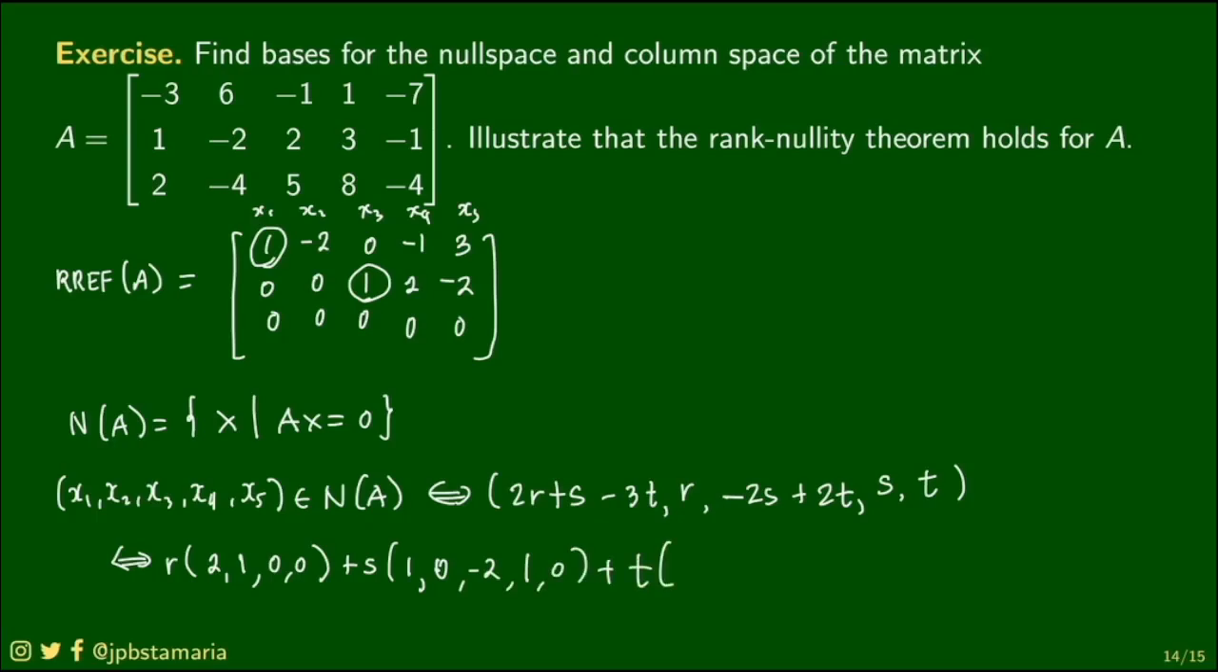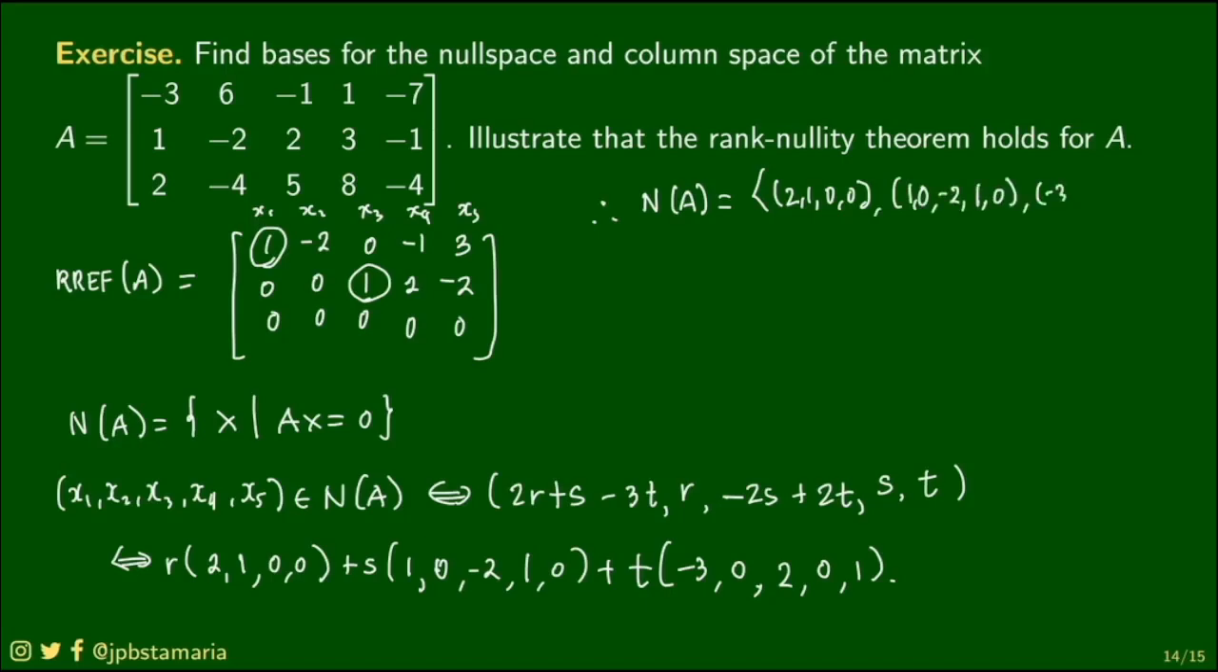For t, you have minus 3, 0, 2, 0, 1. Right? So therefore, as you can see, every element in the null space is nothing but a linear combination of these 3. So therefore, the null space of A is the span of the vectors 2, 1, 0, 0, comma, 1, 0, minus 2, 1, 0, comma, minus 3, 0, 2, 0, 1.